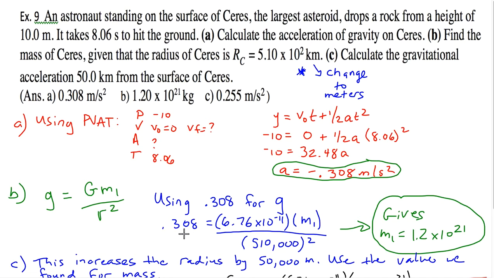So we're going to put that in here. And over here we have G, and M1 is what we're trying to find out, the mass of Ceres. And on the bottom here, we have the radius, which is 510,000 meters. Notice that's been changed from kilometers to meters. And, of course, it has to be squared. This whole thing, when we solve it, gives you an answer of 1.2 times 10 to the 21st kilograms. All right, now that's the mass for Ceres.